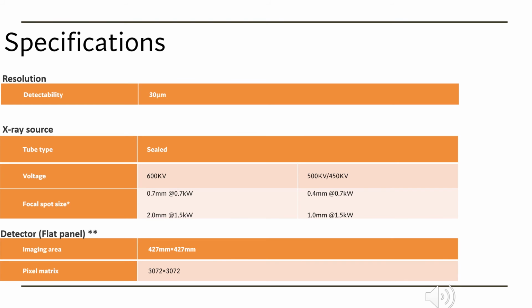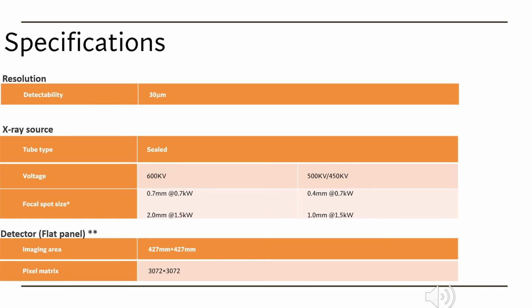Okay, continuing with the specification. We have here the resolution, X-ray source, and detector. The data stability is 30 micrometer. For the X-ray source, the tube type is sealed. The voltage is 600,000 volts. It can also be 500,000 volts or 450 volts, something in the range like this. The minimum is 450, the maximum is 600.